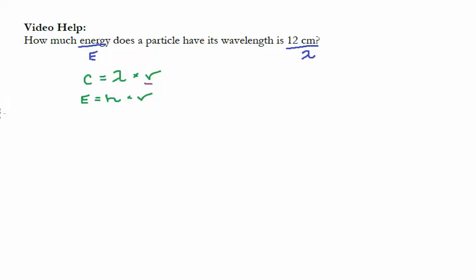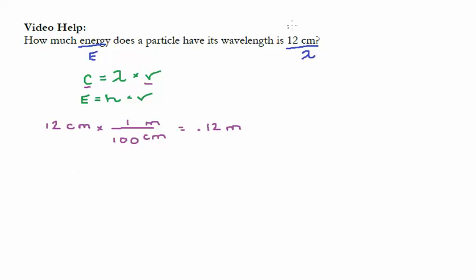So I'm going to start off. What you should notice is that my wavelength is in centimeters. But I can't use centimeters because the units for my speed of light are meters per second. So I'm going to convert this very quickly to meters. So I'm going to put the units meters up top and centimeters on bottom. In 1 meter, there are 100 centimeters. So this is going to be 0.12 meters for my wavelength.